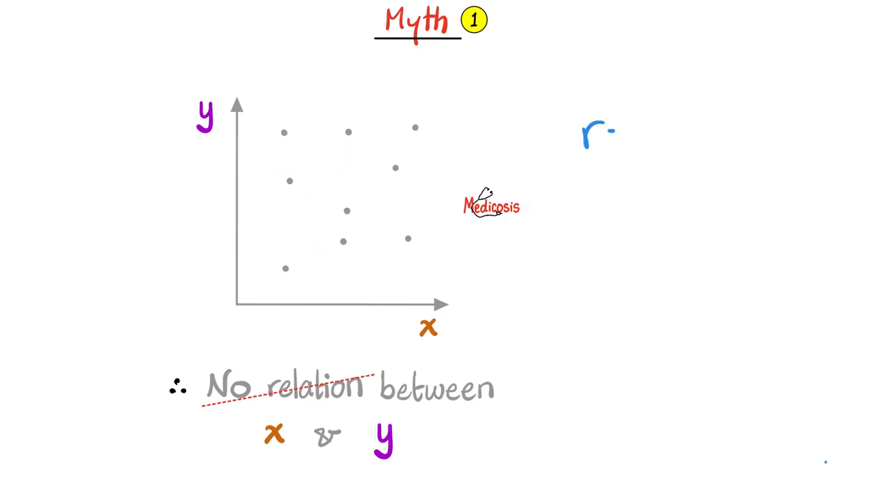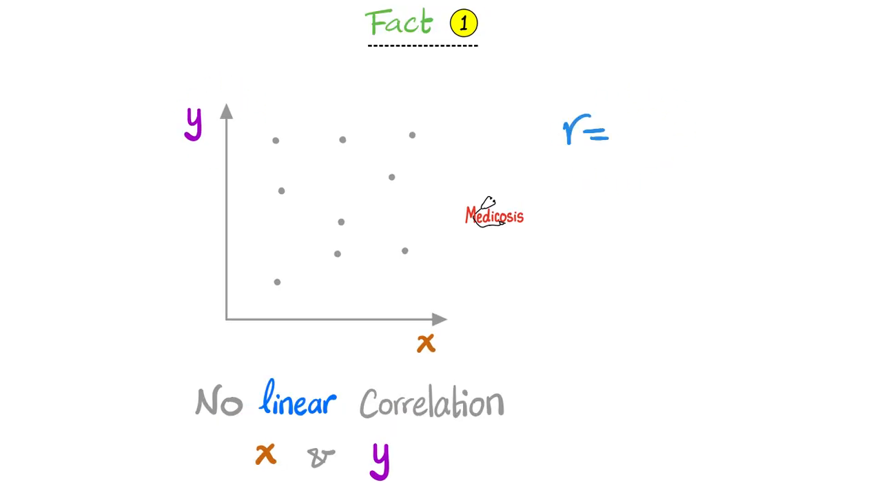Just because Pearson's correlation coefficient is 0 doesn't necessarily mean that no relation exists between the x variable and the y variable. What does it mean then? r equals 0 means that there is no linear correlation between x and y, because not every correlation is linear. There could be a correlation that is nonlinear. So the moral of the story is Pearson's correlation coefficient only cares about the linear correlation between the two variables.